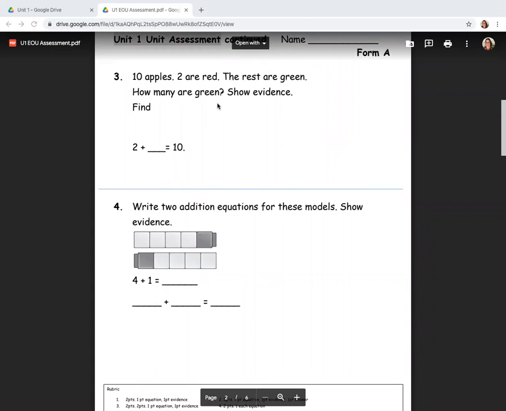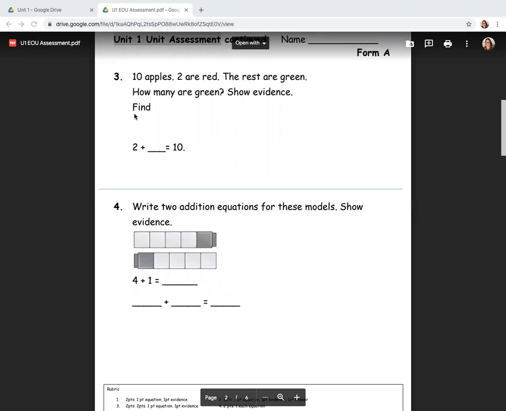Problem number 3 says 10 apples. 2 are red. The rest are green. How many are green? Show evidence. Find. I also would like you to label your part, whole.